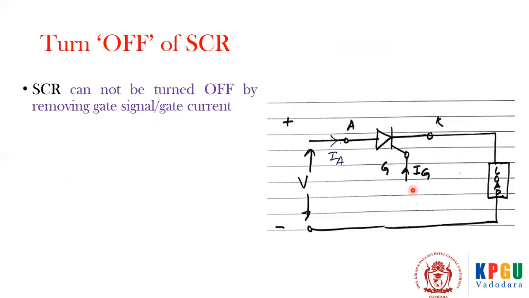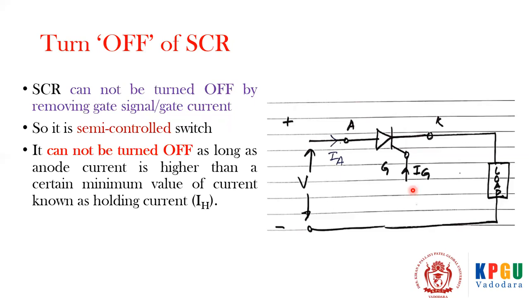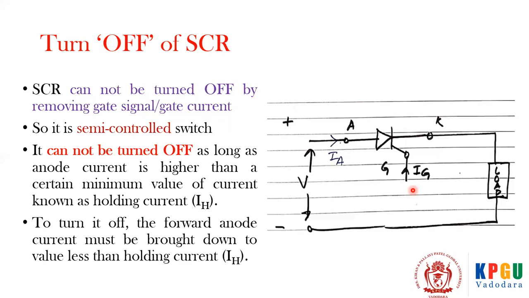Now, how to turn it off? SCR cannot be turned off by removing the gate signal. We have already seen that once it is forward biased, the polarities of anode and cathode remain the same. Removing the gate signal is not going to turn it off. That's why it is called a semi-controlled switch. The on operation can be controlled, but the off operation, that is turning off, is not controlled. It cannot be turned off as long as the anode current is higher than a certain minimum value of current that is known as holding current. So this is the limitation, or a feature, of an SCR.